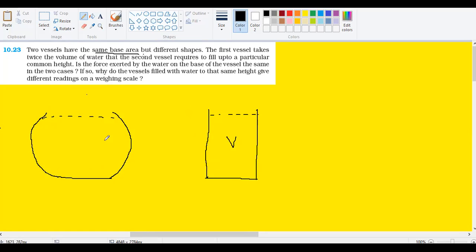If this is volume V, this is 2 times volume: twice the volume of water that the second vessel requires to fill up to a particular common height. Obviously, if I keep it in a weighing machine, this will show me double the mass of this one, because you have double the mass of water here. So is the force exerted by the water on the base of the vessel the same in the two cases?